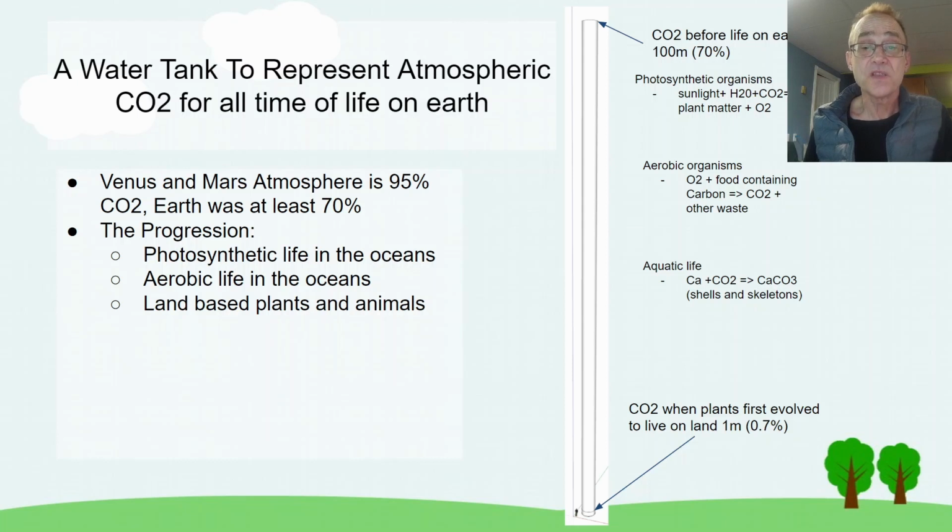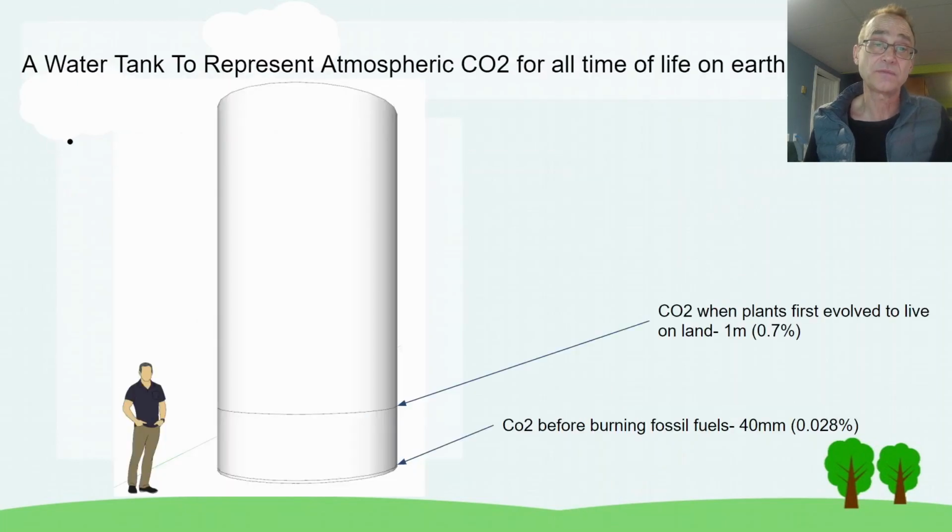When plants first evolved to come on land, the plants and shellfish had used up most of the carbon dioxide. Only 1 meter was left in the tank. 0.7% of the atmosphere was now carbon dioxide. Life used carbon dioxide faster than it was being made, so it continued to drop in levels until there was only 40 millimeters left in the tank.